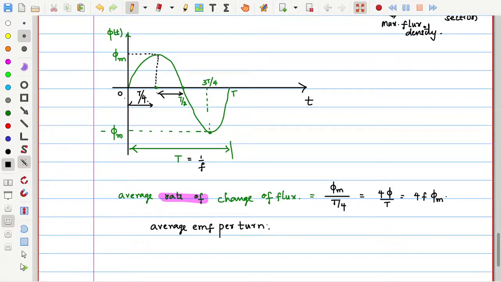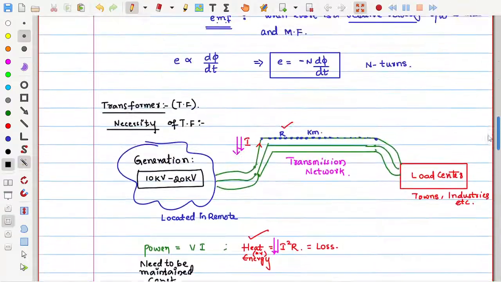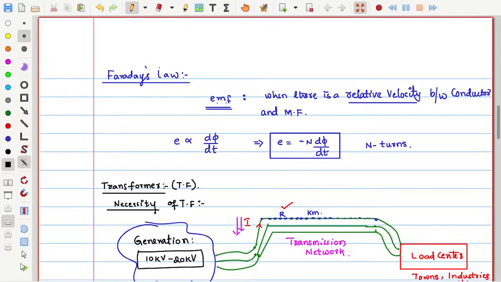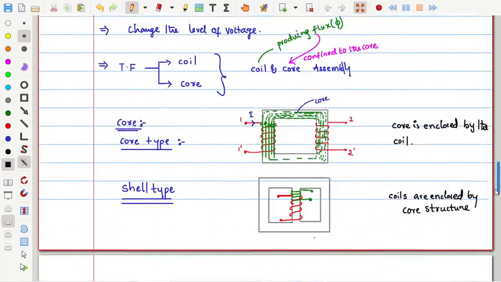Why am I saying this is the average EMF? Can you tell me? I told you Faraday's laws of electromagnetic induction. The rate of change of the flux is indirectly equivalent to the EMF. Now can I say the rate of change of the flux d phi by dt is the EMF E divided by N? It may be negative, it doesn't matter. That means EMF per turn is the rate of change of the flux. Clear?